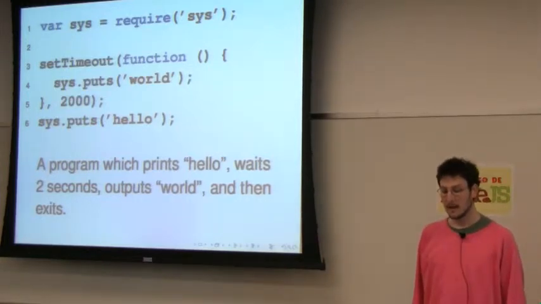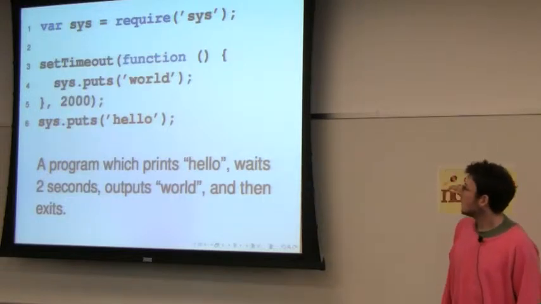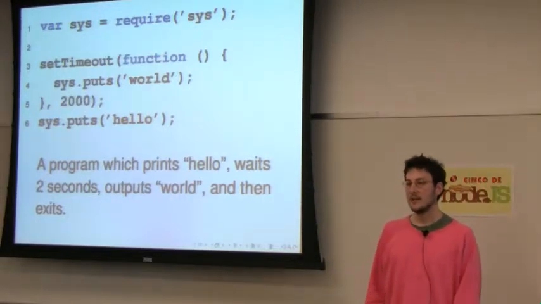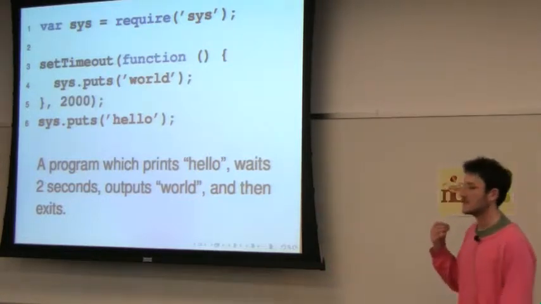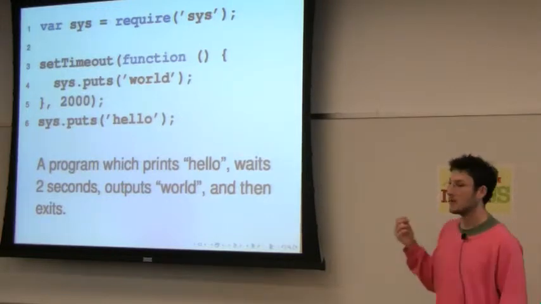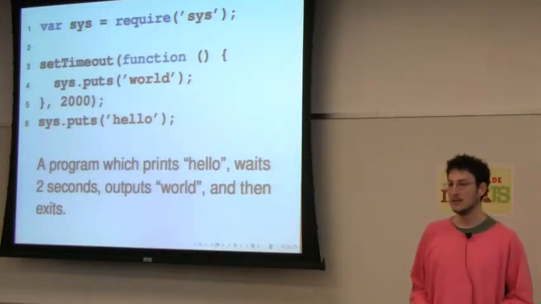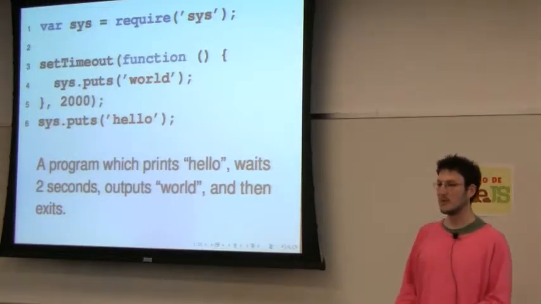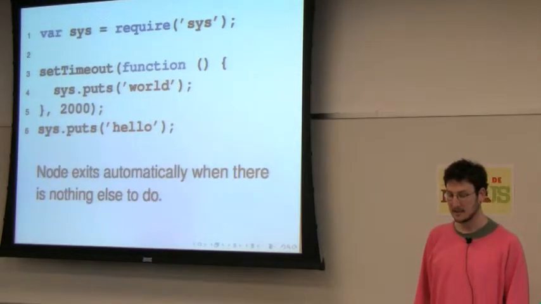And in lines 3 through 5, we do a set timeout, just like on the browser. Okay, and we do it for 2,000 milliseconds. And then on line 6, we print hello. So what does this program do? First, it prints hello, and then it prints world. Hopefully, any JavaScript browser-side programmer could intuitively guess what this program does.